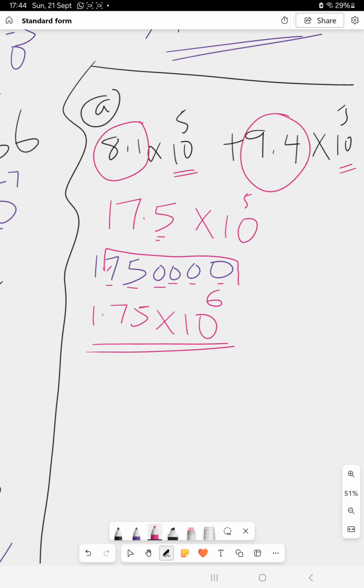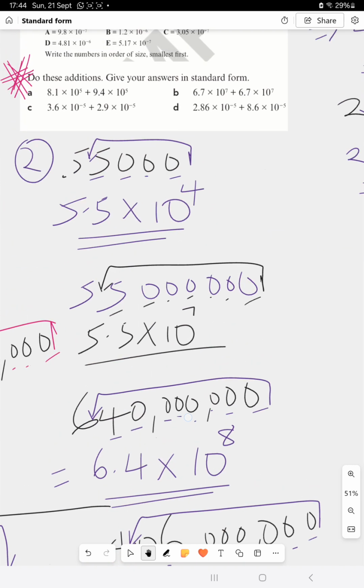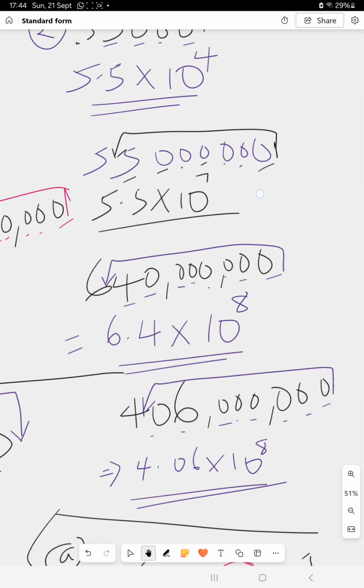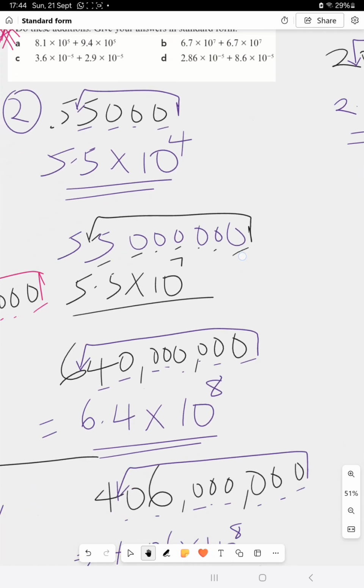I want to do part B. Let me do part B. Given the other one is 6.7 and the other one is 6.7. All of them have the same power.